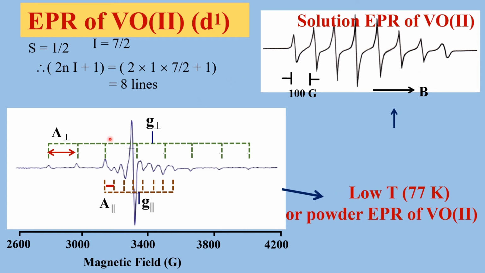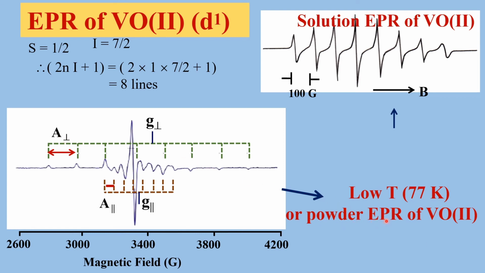At low temperature, the same solution gives a spectrum because it is also a tetragonal complex. Therefore, you will be getting g parallel and g perpendicular. You see g parallel, g perpendicular, similar to copper complex, and A parallel, A perpendicular.